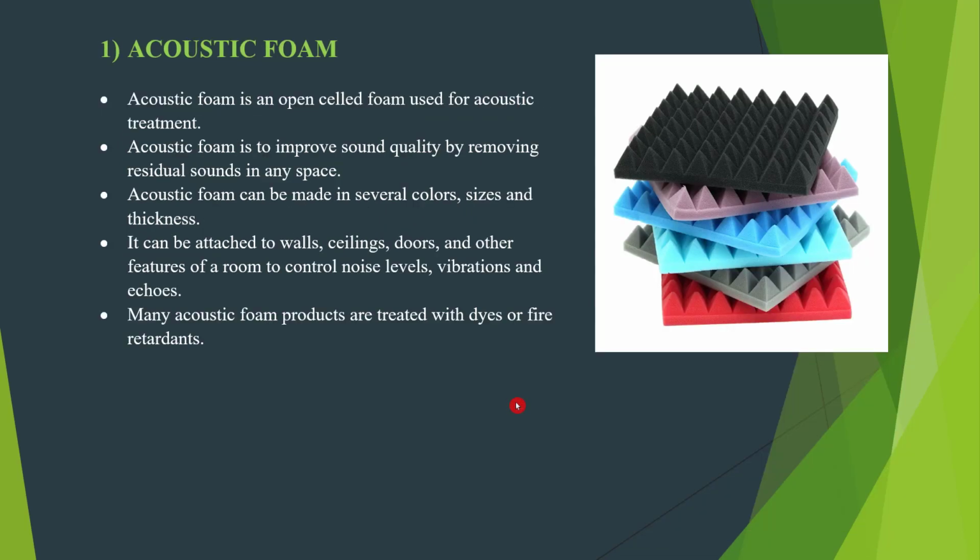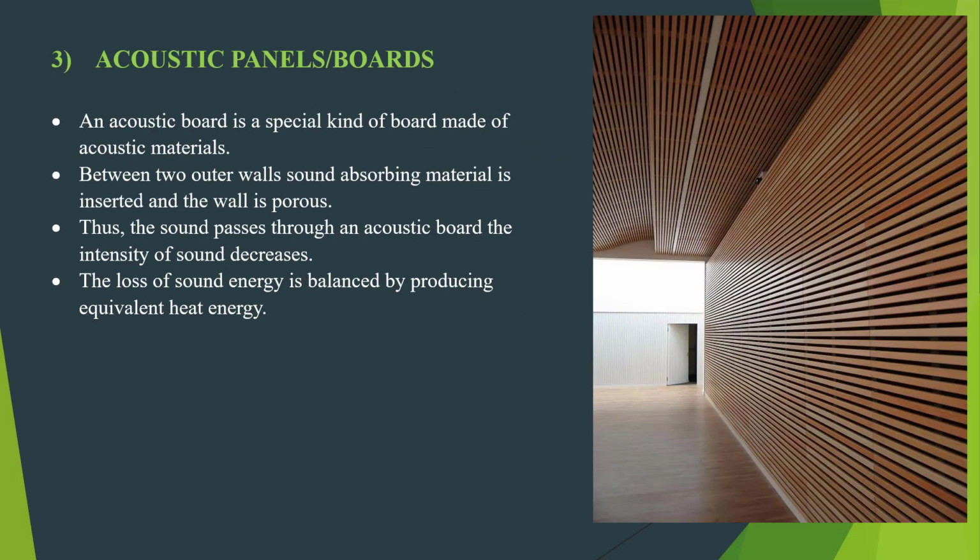Okay, we learned this one, acoustic foam. Okay, coming to the next one. Third one is the acoustic panels or boards. You can see the figure here. An acoustic board is a special kind of board made of acoustic materials. So between the two outer walls, a sound absorbing material is inserted. So you have two walls, and in between you are placing an insulating material. When the sound passes through the acoustic board, then the sound gets decreased. So loss of sound energy is balanced by producing the equivalent heat, and this is a conversion happening because no energy can be created, neither can be destroyed.